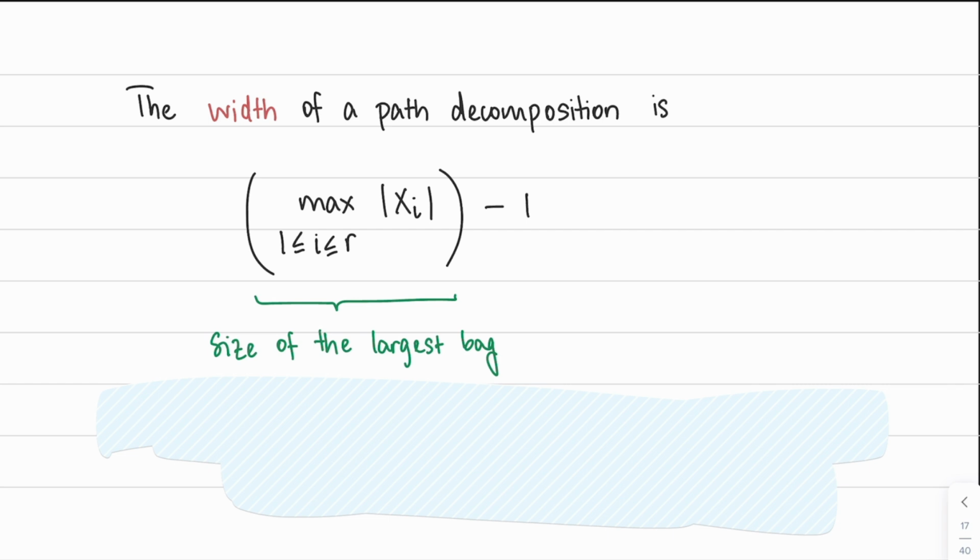Okay, so this is the width of a given decomposition. What is the pathwidth of a graph? As we said before, a graph can have several path decompositions.